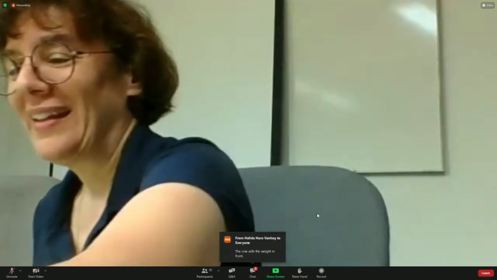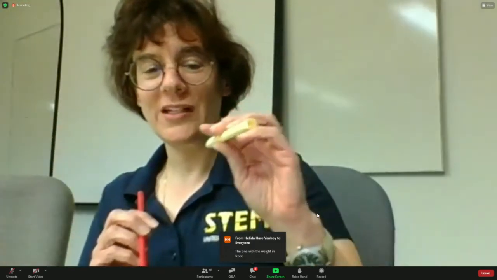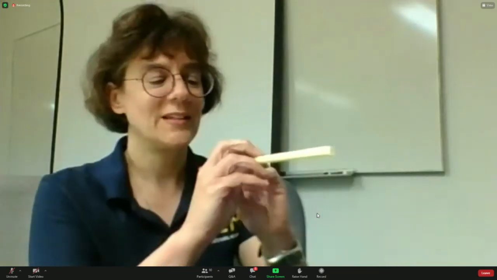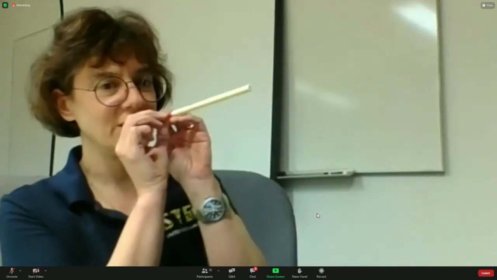The one with the weight in the front. Okay. All right. So here we go. And again, I'm going to try to shoot it at you. So hopefully you can see what's going on, or maybe I'll shoot it sideways. All right. This is rocket number 1. See if you can see it. So I put the straw in rocket number 1 and I'm going to launch it this way.